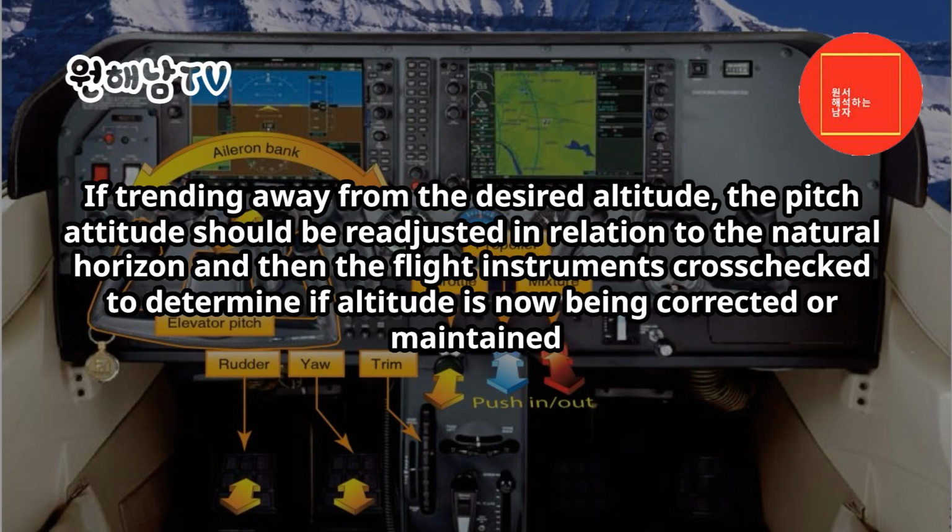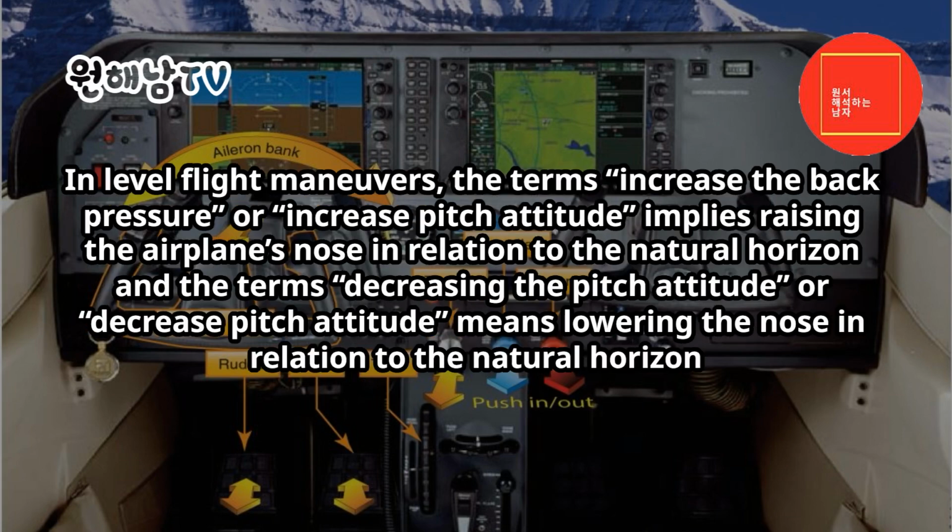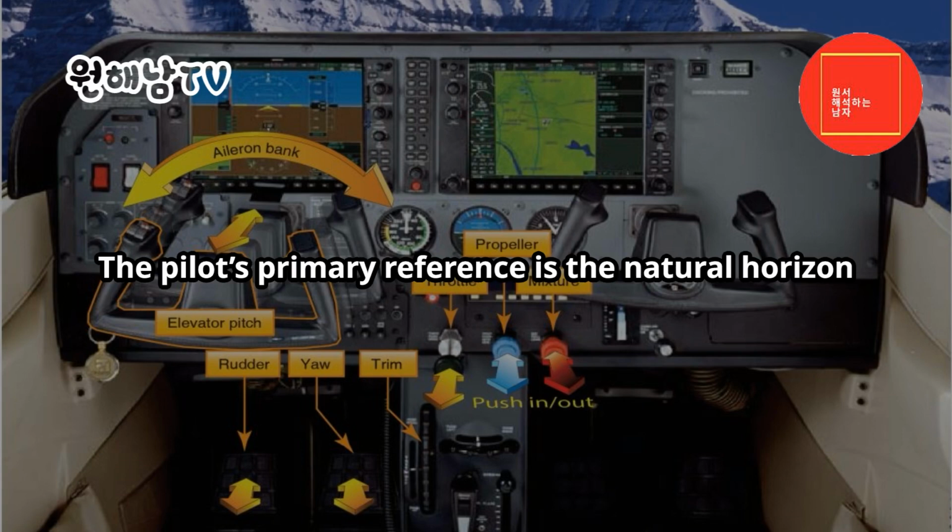If trending away from the desired altitude, the pitch attitude should be readjusted in relation to the natural horizon, and then the flight instruments cross-checked to determine if altitude is now being corrected or maintained. In level flight maneuvers, the terms increase the back pressure or increase pitch attitude imply raising the airplane's nose in relation to the natural horizon, and the terms decrease the pitch attitude means lowering the nose in relation to the natural horizon. The pilot's primary reference is the natural horizon.